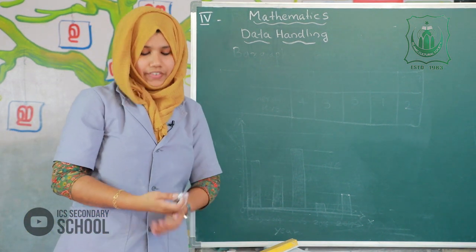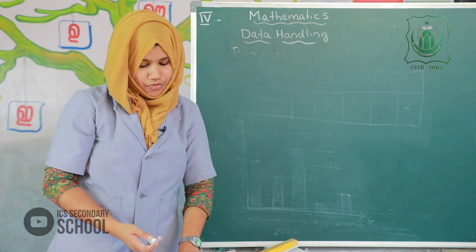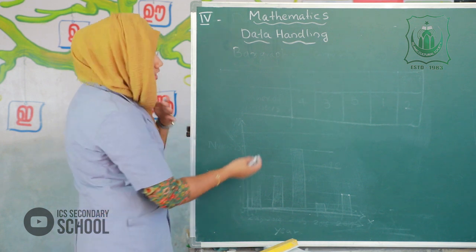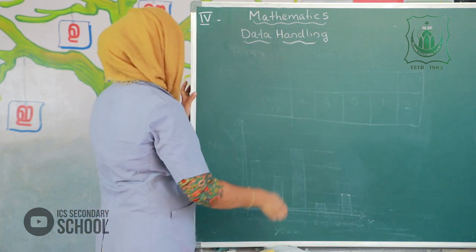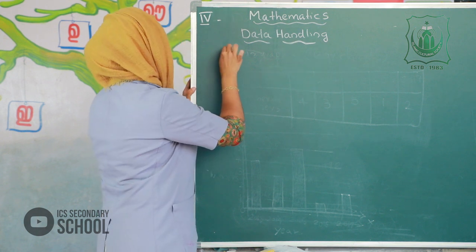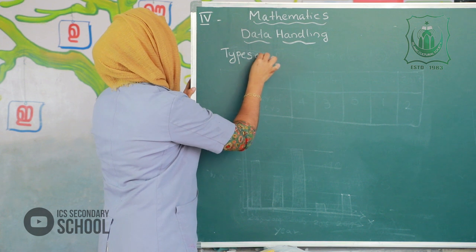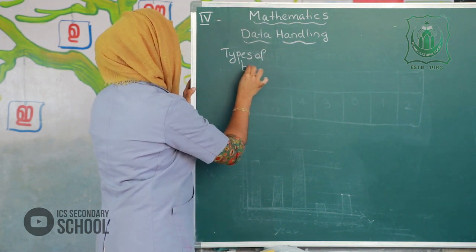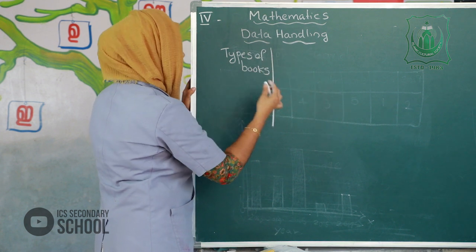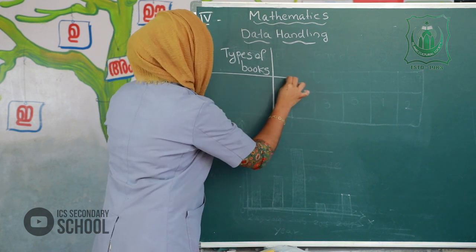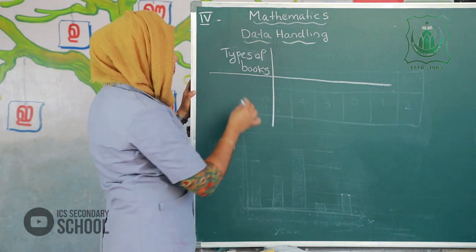Okay, page number 100, there is a question. The number of different types of books in a library. Okay, so we can write the information here. The types of books in the first column. Next is the number of books.